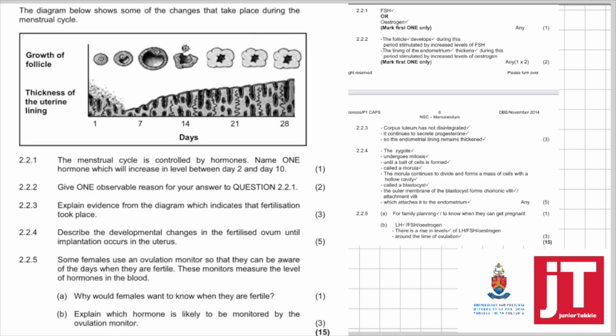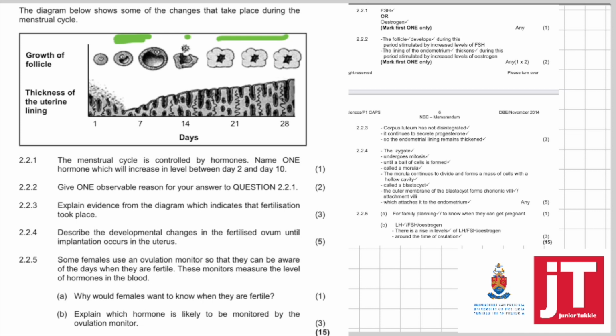The diagram below shows some of the changes that take place during the menstrual cycle. In this diagram, you see the growth of the follicle. So there's the follicle, there's the Graafian follicle bursting, there's the corpus luteum. And here's the endometrium lining sliding off and then building up again. Right, now, 2.2.1. The menstrual cycle is controlled by hormones.